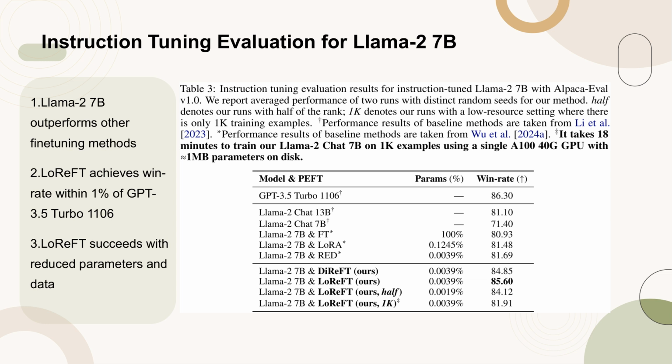Table 3 presents the evaluation results of instruction-tuned Llama 2 7B using AlpacaEval version 1.0. The table highlights that Llama 2 7B, when fine-tuned with LoReFT, achieves a win rate that is within 1% of GPT-3.5 Turbo 1106, outperforming all other reported fine-tuning methods. Notably, even with half the parameters or using only 1K training examples, LoReFT maintains its superiority over other methods, demonstrating its effectiveness in long-form text generation. DiReFT, while slightly less effective than LoReFT, remains highly competitive.